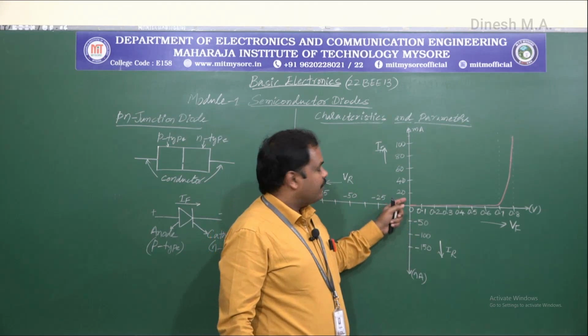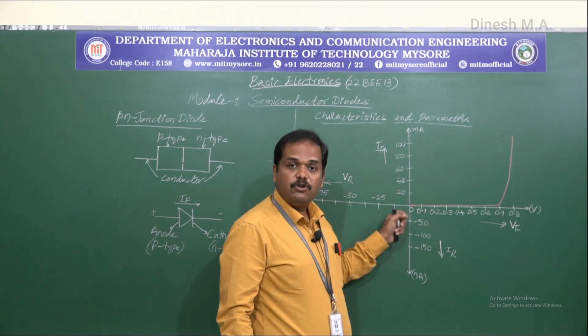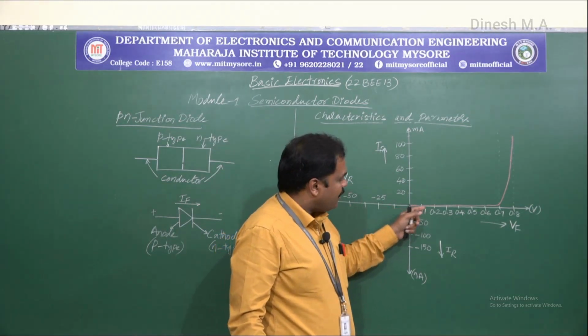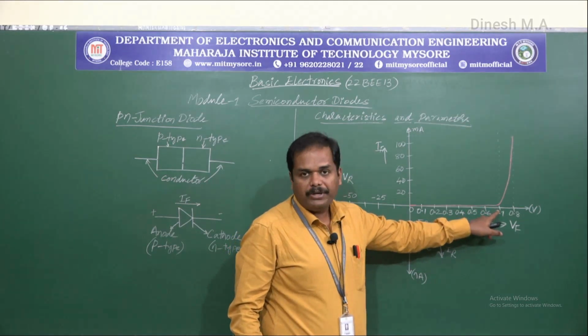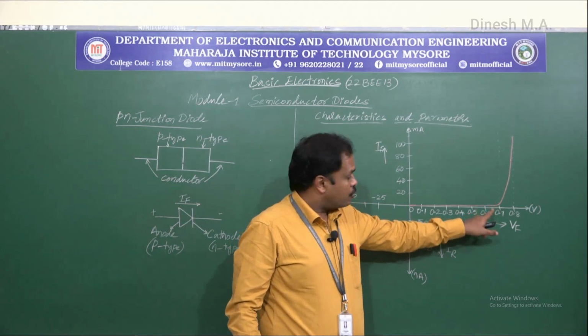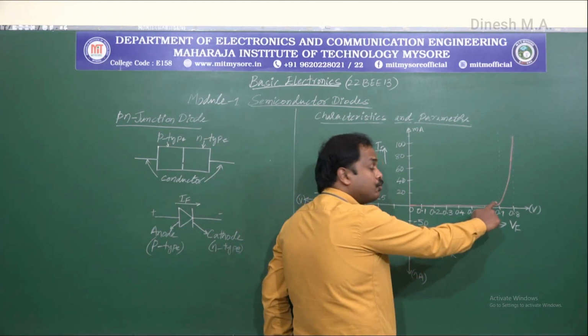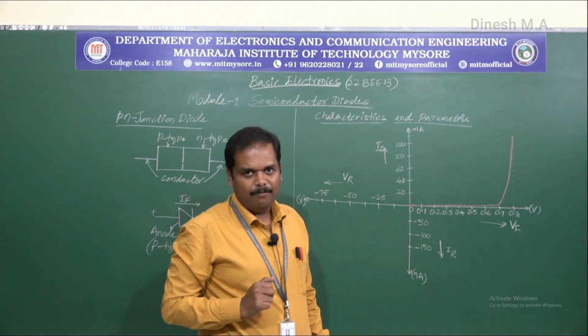Let me repeat this. The forward current through the diode will remain almost zero, typically less than 100 microamperes, till the forward voltage across the diode crosses 0.7 volts. Once we cross 0.7 volts of forward voltage, the current through the diode will increase almost linearly.